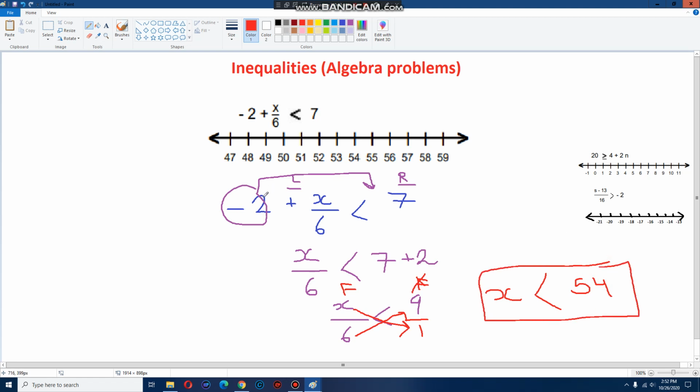Now, I could have done the same thing on this side when I did minus 2 over 1. I could have done it that way, but it would have taken much longer, and I would have had to add fractions, and it would have been more complicated. This way is much faster.